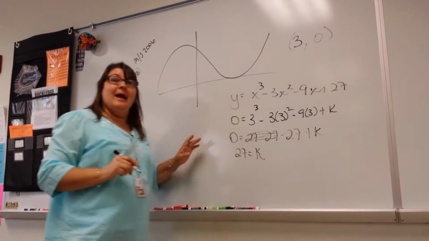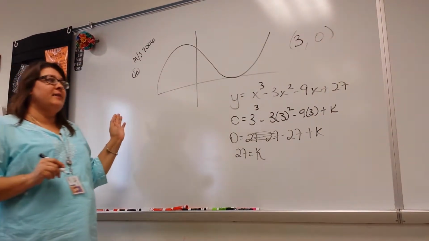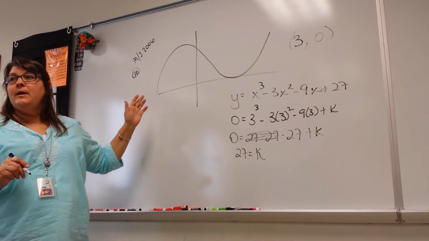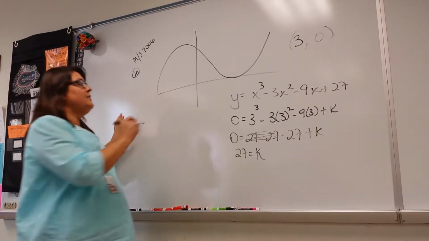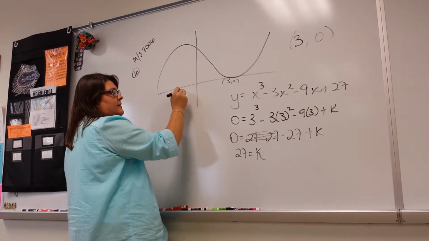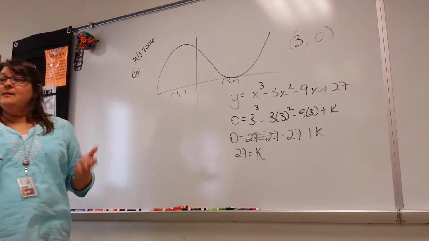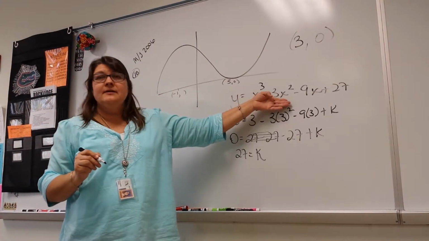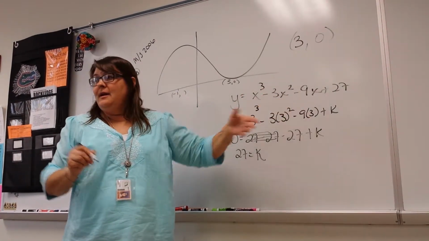Now that I know k is 27, I actually have a full complete y equals equation, right? And so I also know that this was 3, 0. I also know that this is -1 something, right? For me to be able to find that something, I could just plug it in to x, now that I know k, and I can find that something.